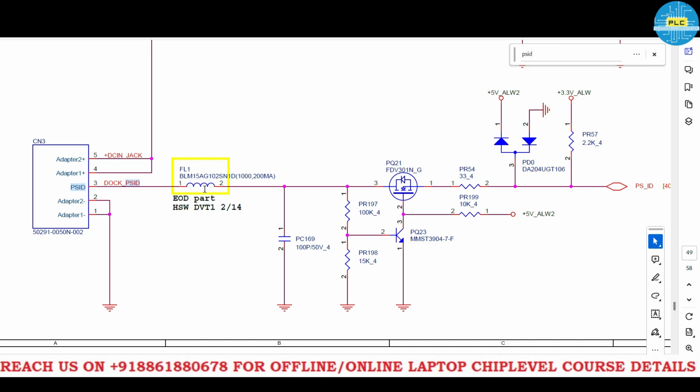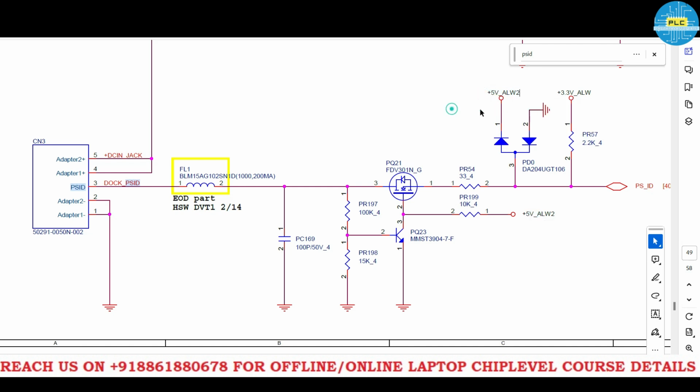One inductor, here is a capacitor, and here is a circuit. What circuit? Transistor, N channel, NPN transistor, and here N channel MOSFET. Here is the circuit, N channel MOSFET and NPN transistor. And then the supply, 5 volt supply, and here one more, it may be for protection.